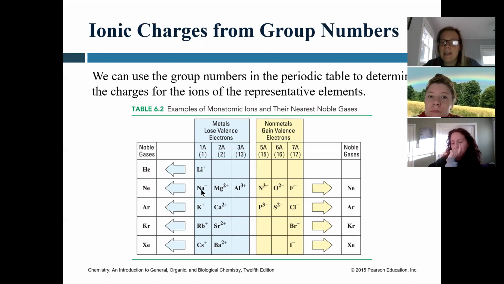Could sodium gain 7 electrons? I mean, 1, 2, 3, 4, 5, it would need 6, 7. There's 2 more in there to become like neon. I guess in theory you could force it to do that, but it's much more practical for it to just ditch that outermost electron to become like neon.